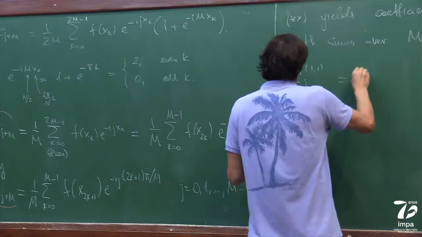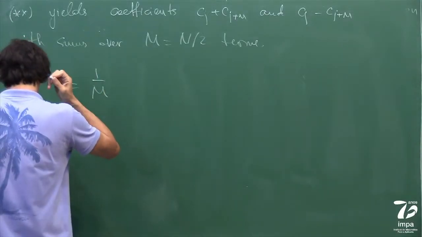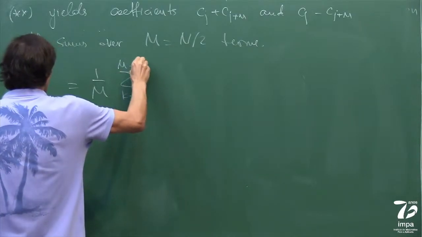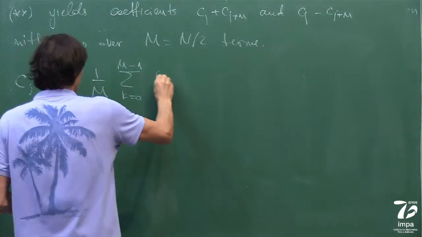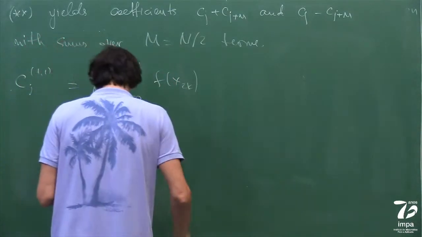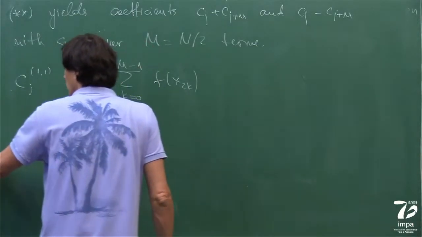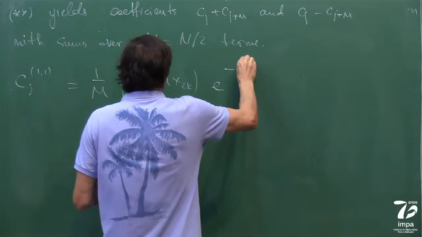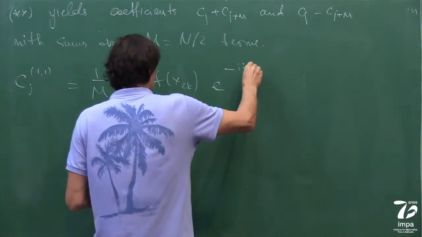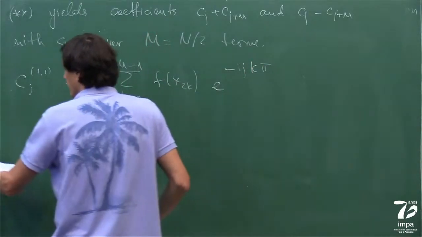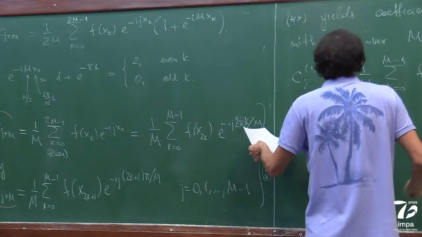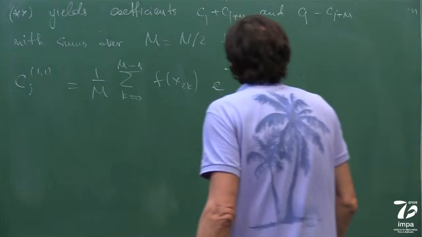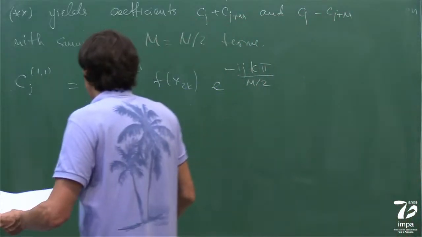So it's 1 over m, sum over k equals 0 to m minus 1, so so far it's the same. I will only rewrite the exponents: minus i j k pi, and then I put 2 underneath, m over 2. And then the same thing I will do with the other.